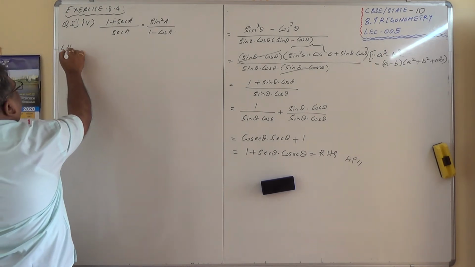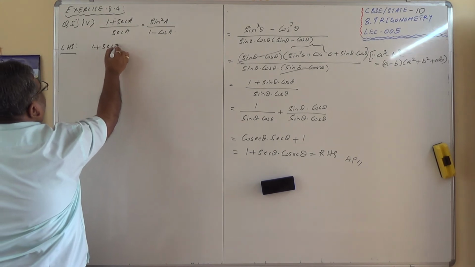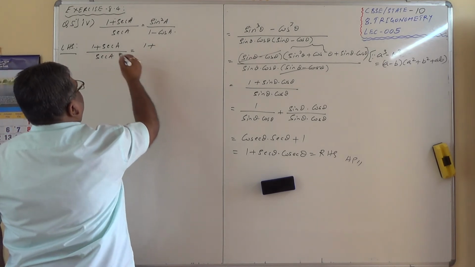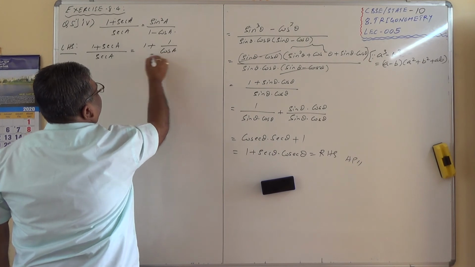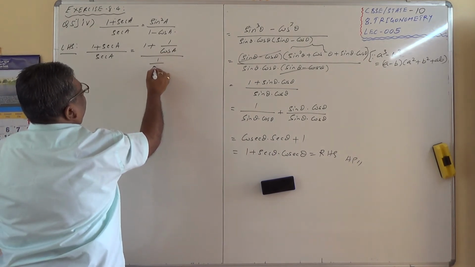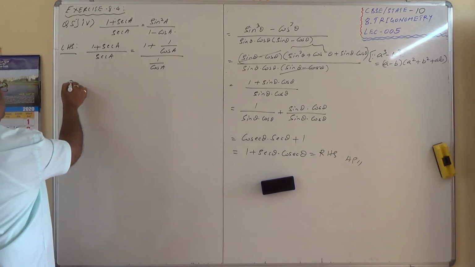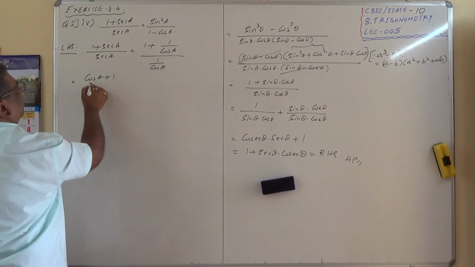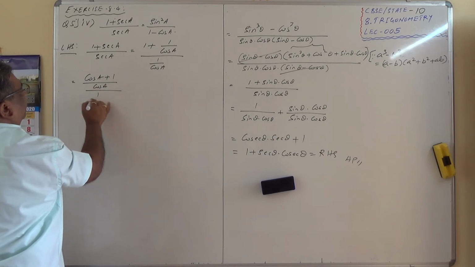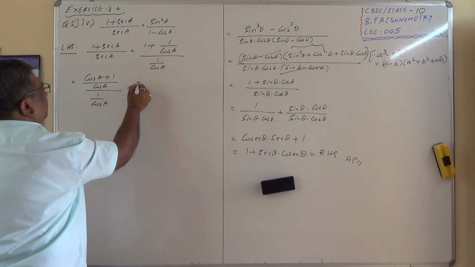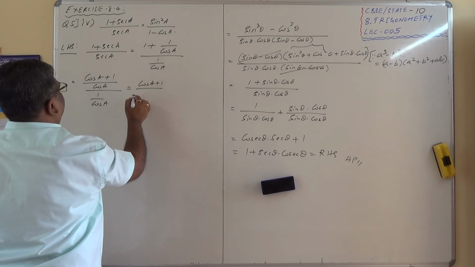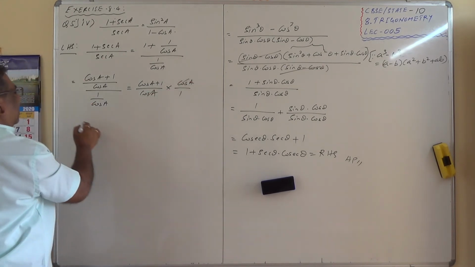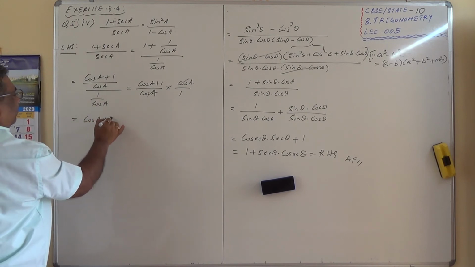LHS I will take first. LHS equals 1 plus secant A, which is 1 by cos A, divided by 1 by cos A, which equals cos A plus 1 divided by cos A, the whole divided by 1 by cos A, which equals cos A plus 1 divided by cos A into cos A by 1, this will cancel, which equals cos A plus 1.